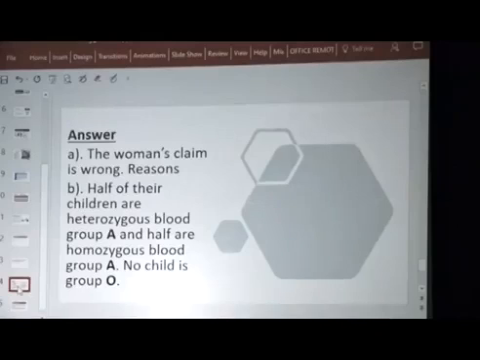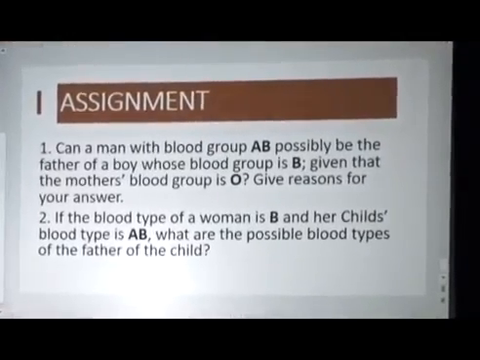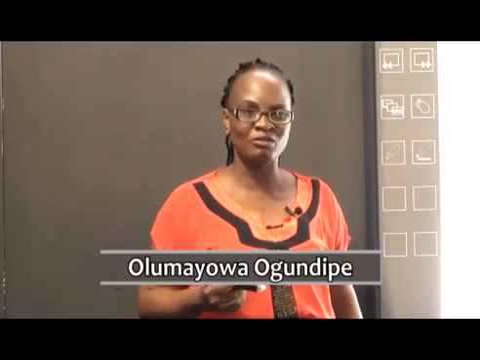With this, I hope you'll be able to define variation and mention causes of variation, and I want you to answer this assignment and submit it to our website. 1. Can a man with blood group AB possibly be the father of a boy whose blood group is B, given that the mother's blood group is O? Give reasons for your answer. 2. If the blood group of a woman is B and a child's blood group is AB, what are the possible blood types of the father of the child? Thank you. My name is Olumayowa Ogundipe.